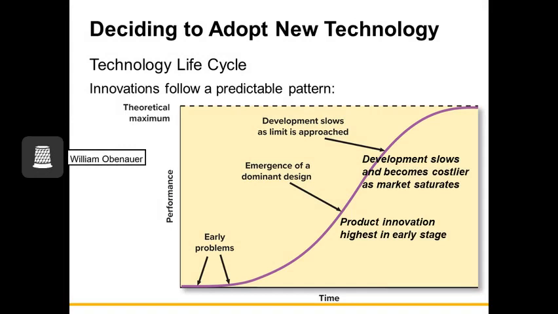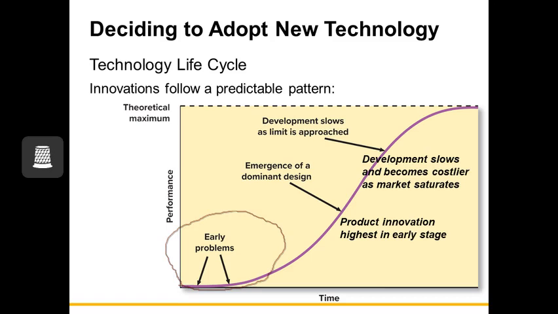Now, as we engage in technological development, our innovations are going to follow a pretty predictable pattern. It looks a lot like the S curve that you see on this screen here. Early on, the S curve is flat, so time is going on, but our performance is not improving a lot. That's because we experience early problems. We put out an idea, we try it, the prototype fails, the next idea doesn't work, and so on and so forth.